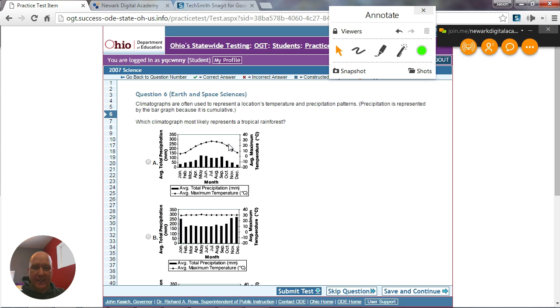So question number 6 says climatographs are often used to represent a location's temperature and precipitation patterns. Precipitation is represented by the bar graph because it is cumulative. Now, in case you don't know, that word cumulative means total, when you add up each of the different months in these graphs. Which climatograph most likely represents a tropical rainforest?